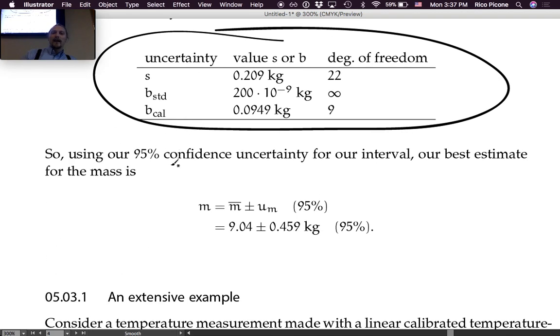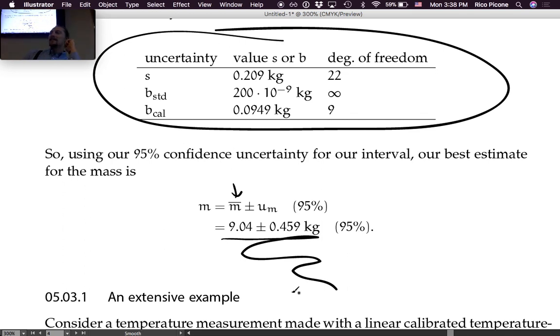So that means that using 95% confidence uncertainty for our interval, our best estimate for the mass is equal to the mean plus or minus our uncertainty, and we have a 95% confidence in that. So this is our final report. So if we put some mass on the scale after we calibrated it, we would report it as this: 9.04 plus or minus 0.459 kilograms with a 95% confidence.